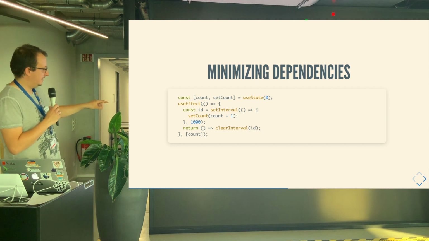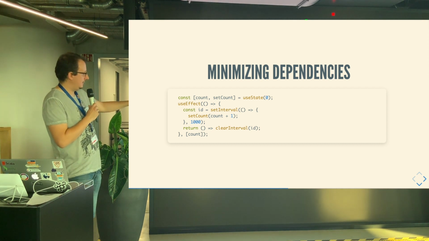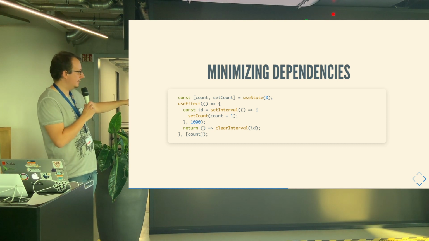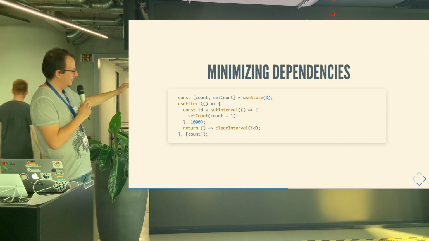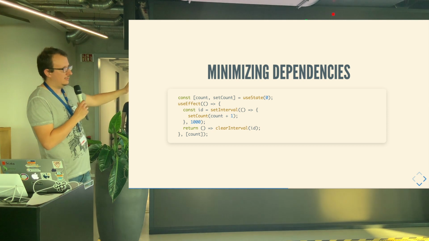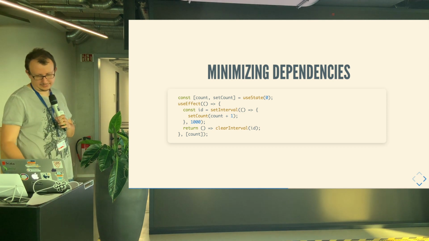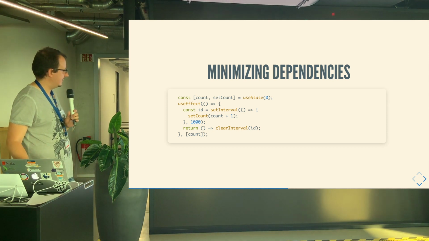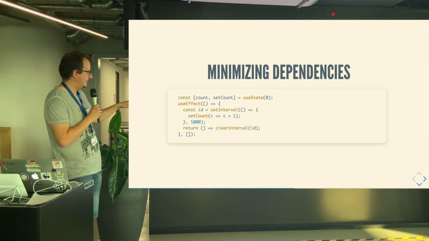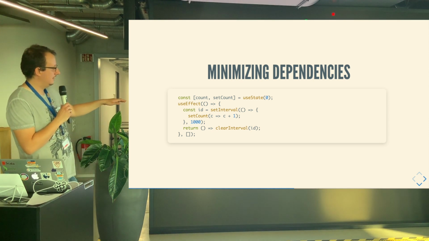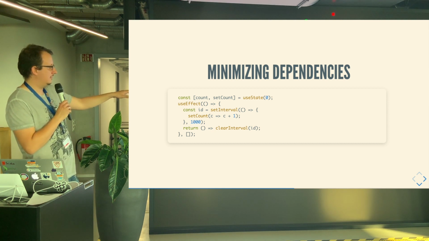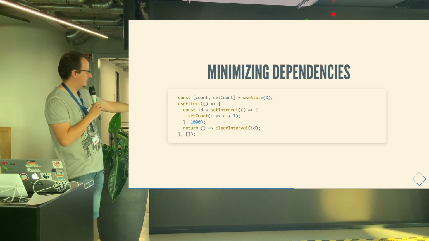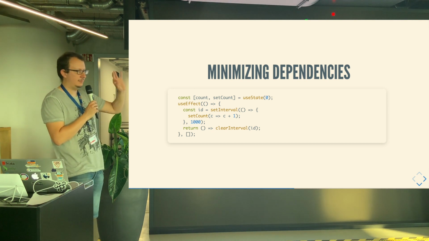But it's possible to remove the dependency on the count variable. That means that we don't have to set and clear the interval at every increase of the counter, and we can just let it run. So the solution is, as I've shown you earlier, this setCount function can also take callbacks. And with the callback, which just increases the value, we got rid of the dependency on the count. Everything cool.